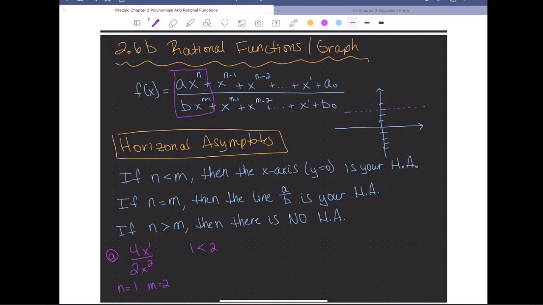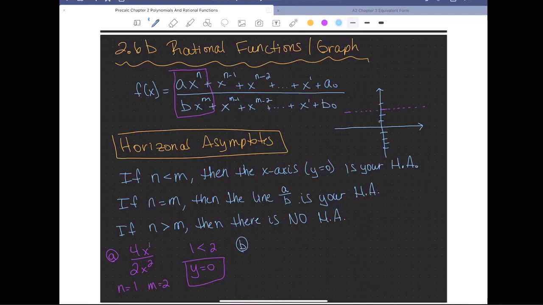And now that we know that 1 is less than 2, we're going to look for that up in our 3 scenarios, which is this first one. So what is our horizontal asymptote? It's going to be y equals 0. So when y equals 0. If I'm losing you, let me know. So let's try another one.